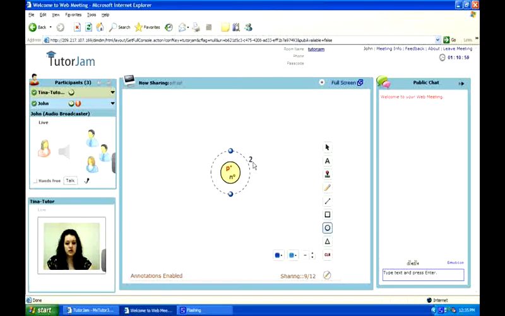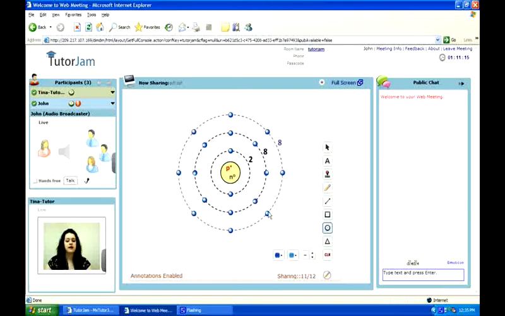In the first shell, we can have a maximum of 2 electrons, just like this. Any more than that, we go into a second shell, which can have a maximum of 8 electrons. If our element has more than 10 electrons, we must move on to a third shell, which can also have a maximum of 8. How about we try an example?